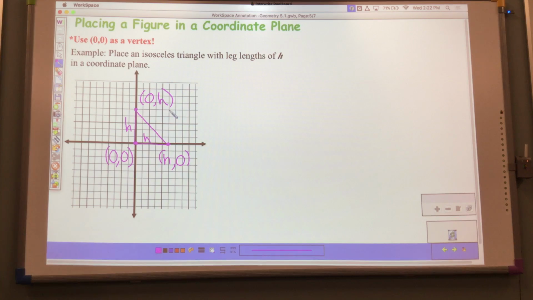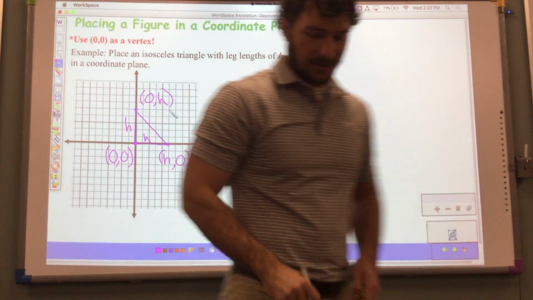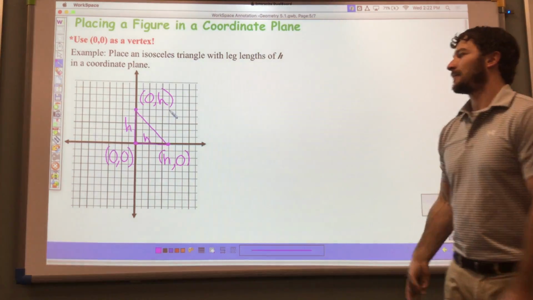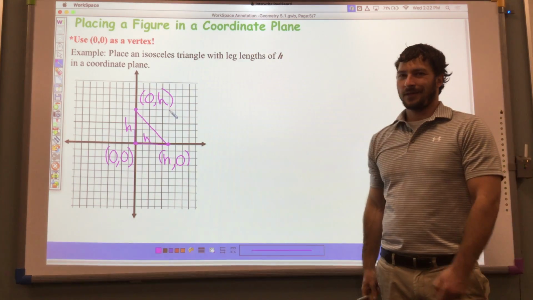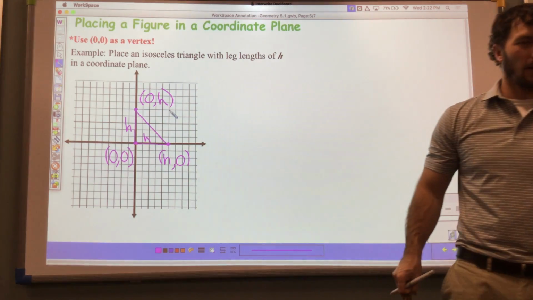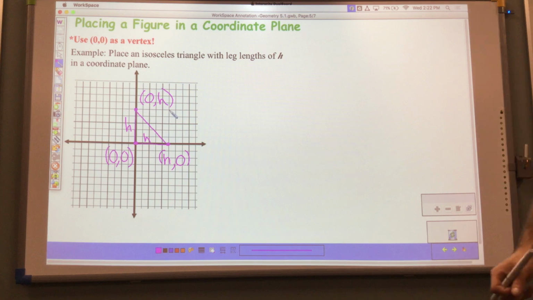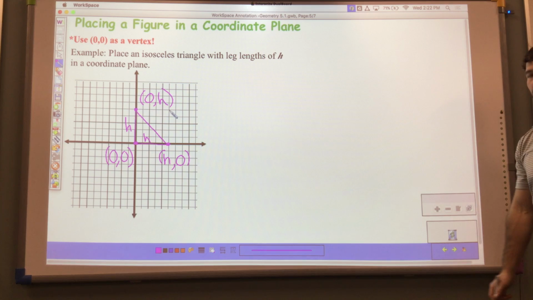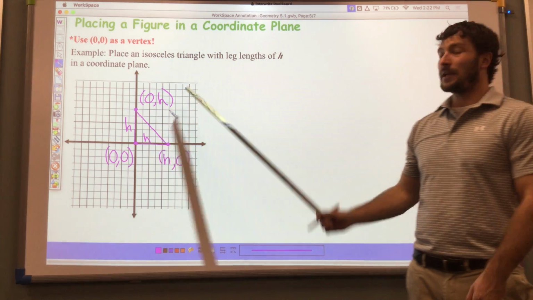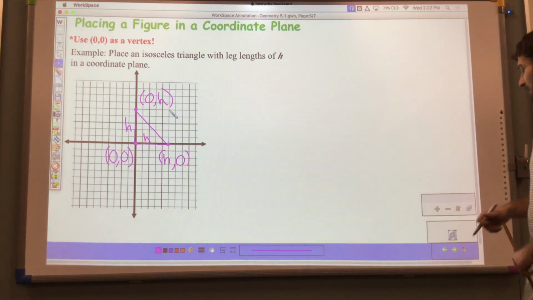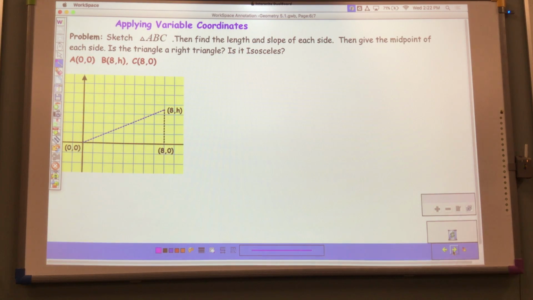Again, h is a variable. We don't know how far away it is exactly, right? But it's that same distance both ways. So it really shouldn't be that hard, but people often get tripped up on there being variables that they have to graph. Just keep in mind, these letters, yes, they're letters, but they represent numbers like the ones you've been dealing with. So here it says sketch triangle ABC.